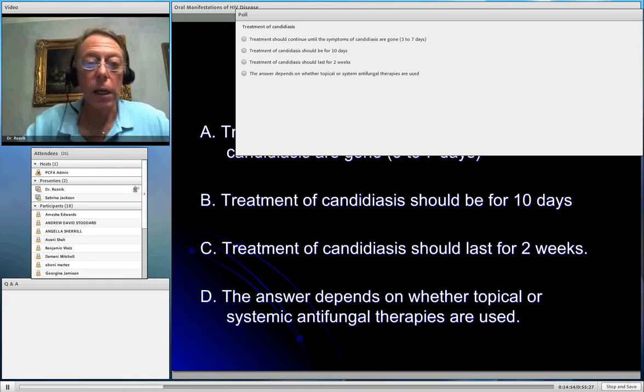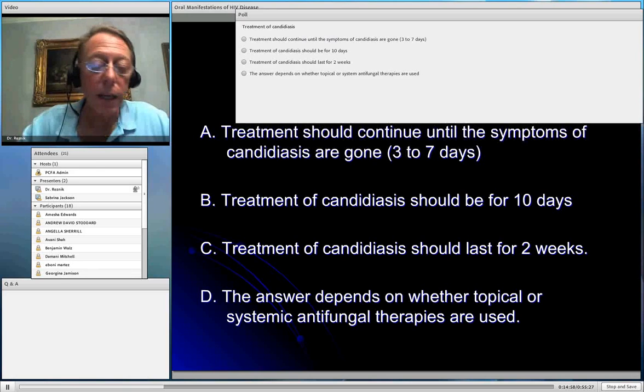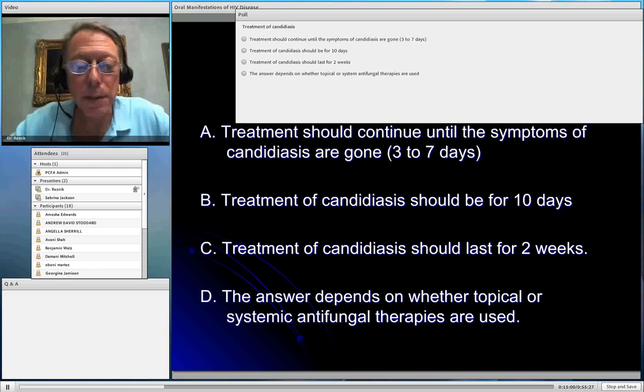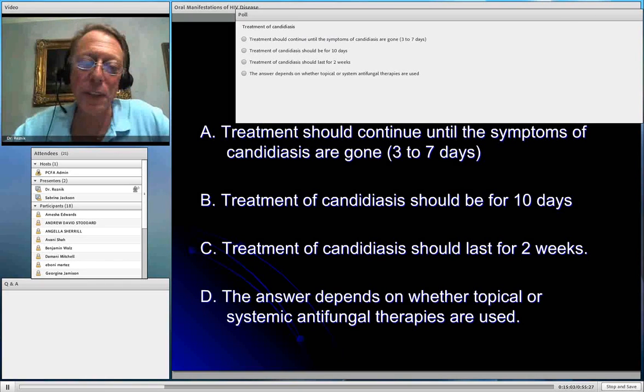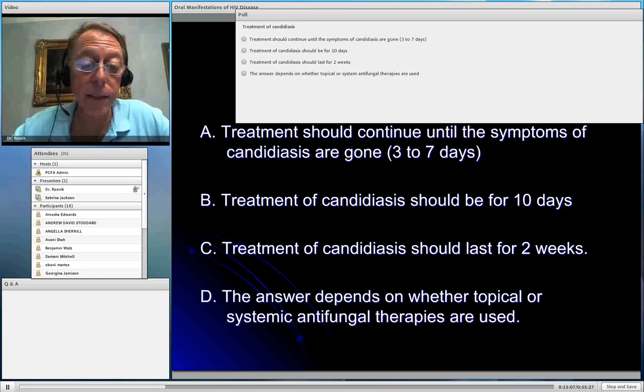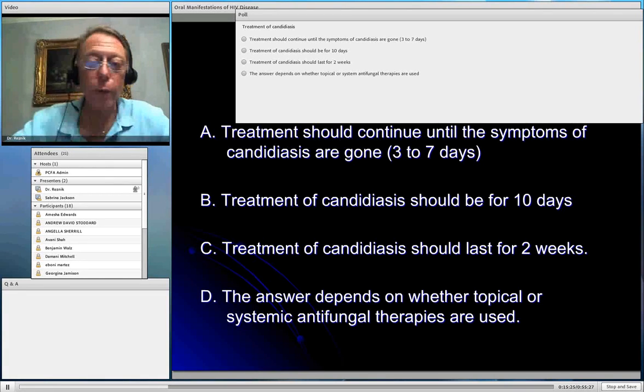Except the problem is I can't see the question now. Let's see if I can move that. I can only see B, so I'll talk. There we go. Treatment should continue until the symptoms of candidiasis are gone, which is actually 3 to 7 days. Treatment of candidiasis should be for 10 days. Treatment of candidiasis should last for 2 weeks. The answer depends on whether a topical or systemic antifungal therapy is used. So please take your time and fill out the answer, and let's see what people say. Can I get that full screen back?